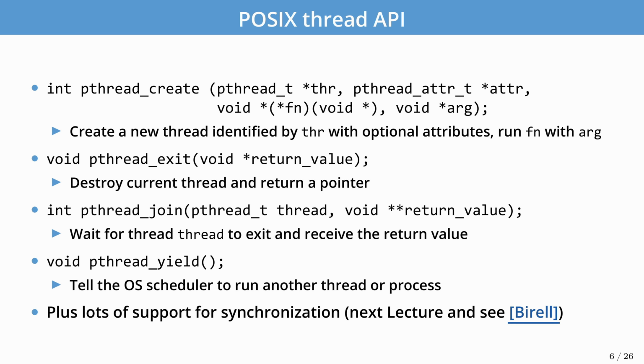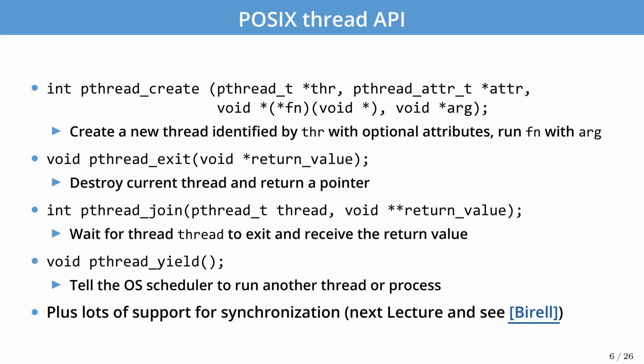And it lets you pass in a function that you would like to execute in this new context. That function is going to be executed in parallel with the current thread and with any other threads in the current process. And finally, you get to specify one argument that you'll pass to this thread. And it's a void star, so it's a pointer to an arbitrary region of memory.